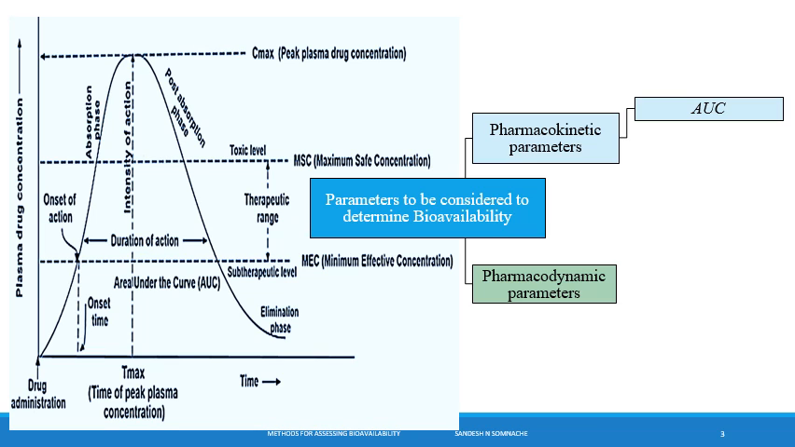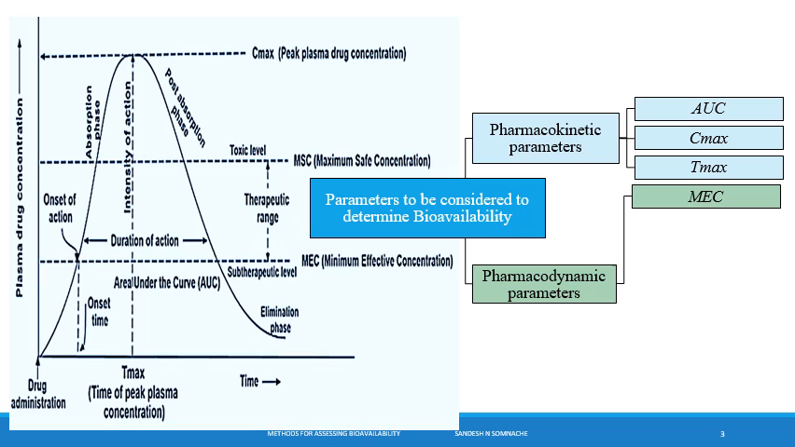Area under curve gives an idea about the total amount of drug present in the blood plasma. Cmax, that is the peak plasma drug concentration, or the highest plasma drug concentration after administration. Next, the time required to reach the peak plasma drug concentration.